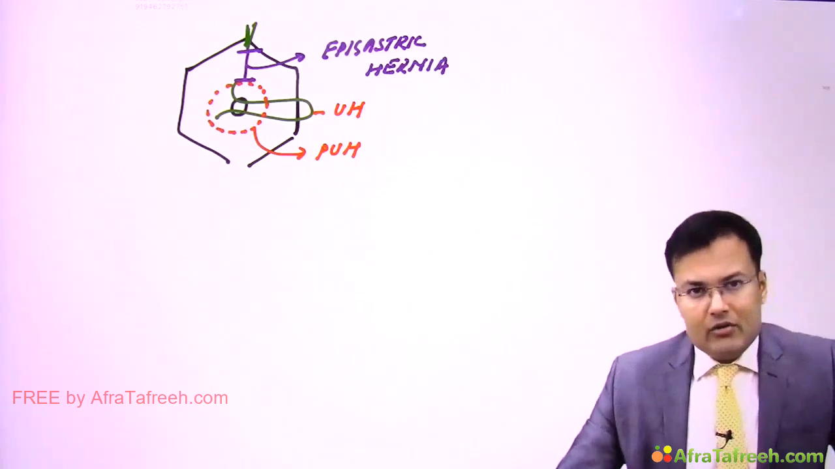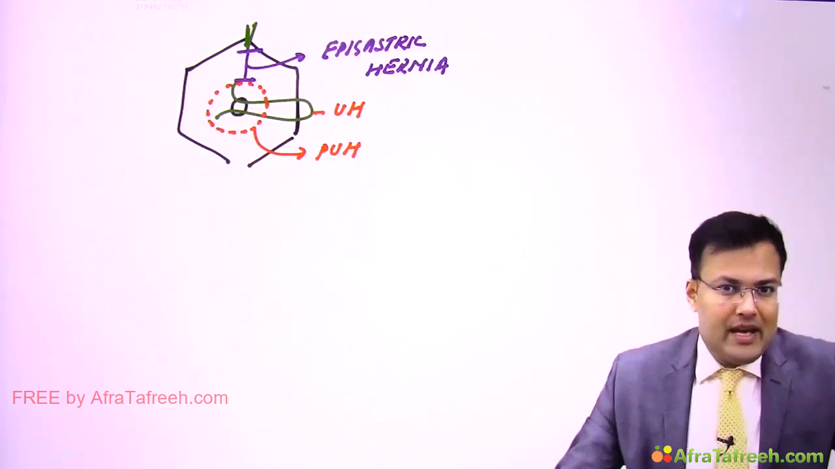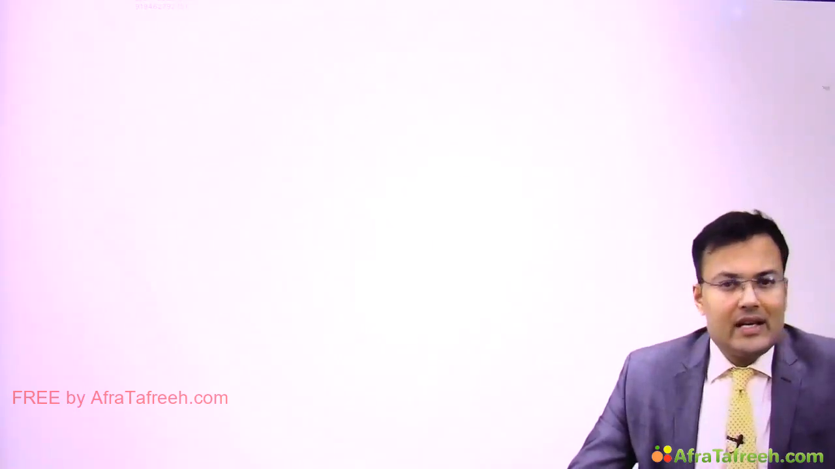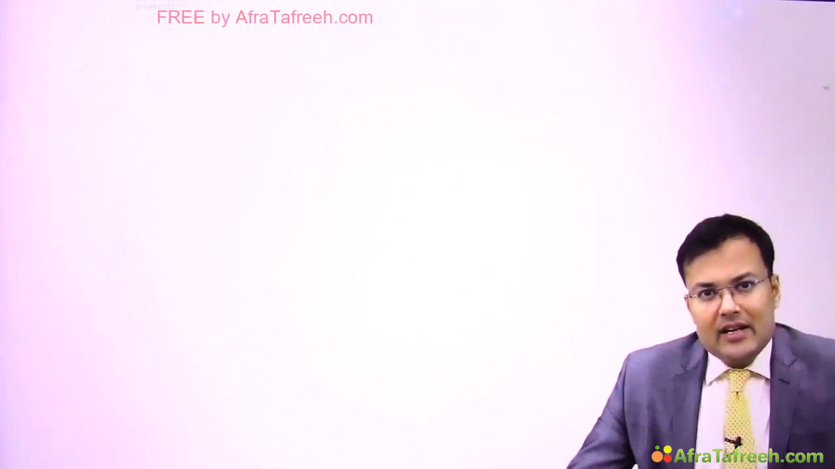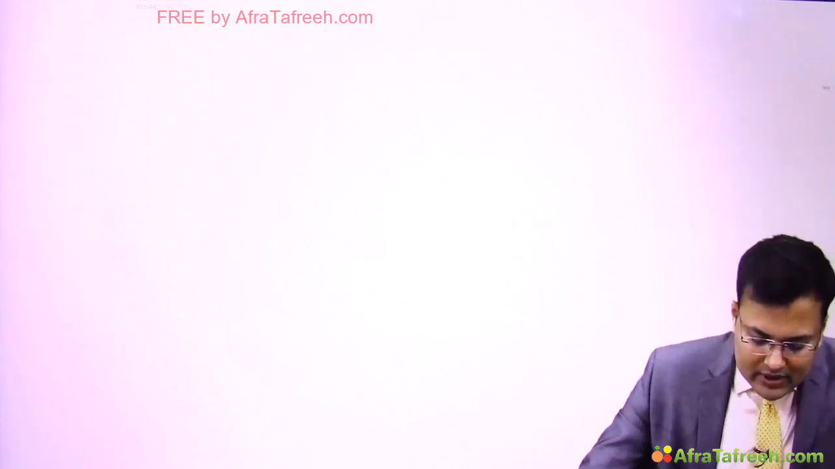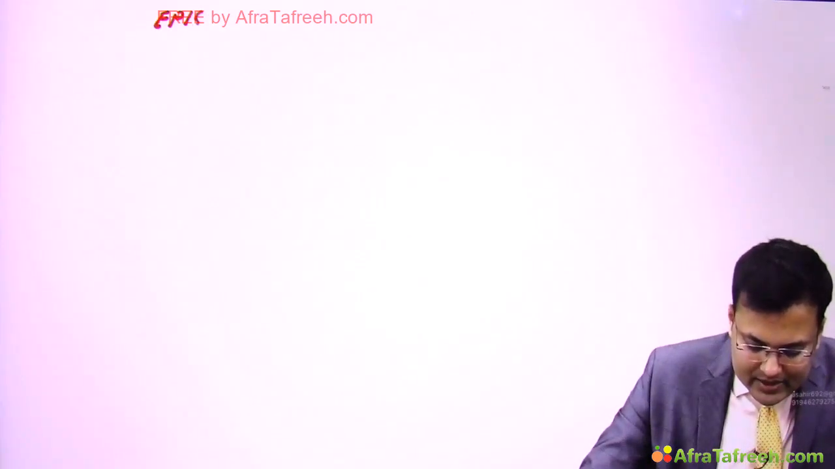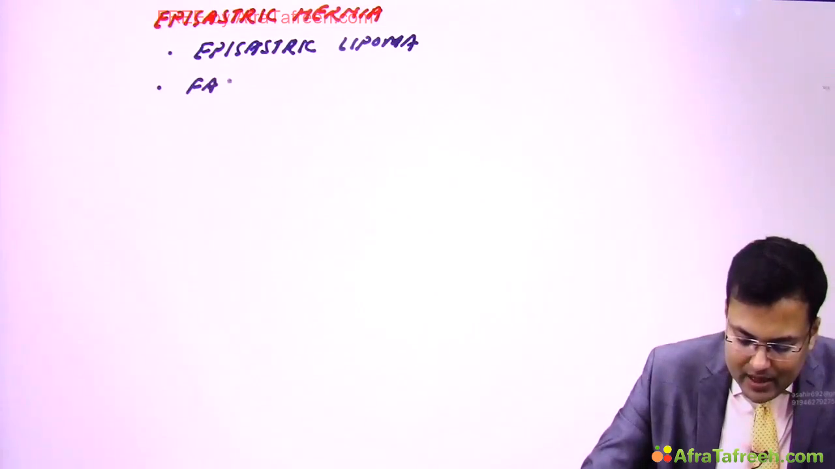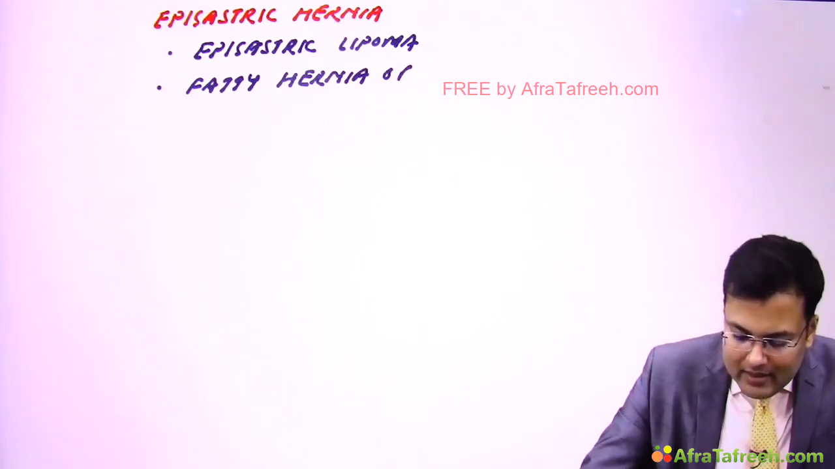Okay, one by one we are going to discuss. First we are going to discuss the epigastric hernia. What is the other name of epigastric hernia? It is also known as epigastric lipoma, and the other name is fatty hernia of linea alba. So what are the various names of epigastric hernia? So epigastric hernia is also known as epigastric lipoma. This is epigastric lipoma, and it is also known as fatty hernia of linea alba, right?